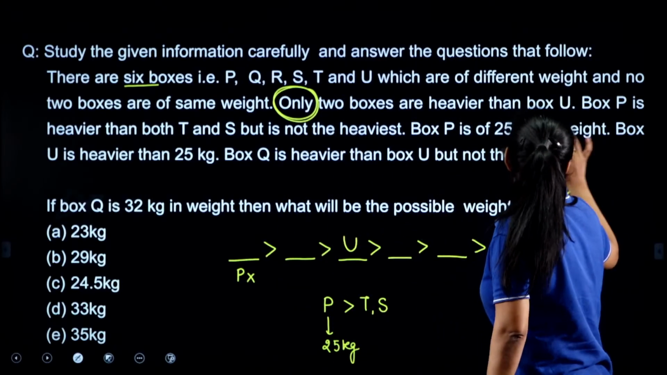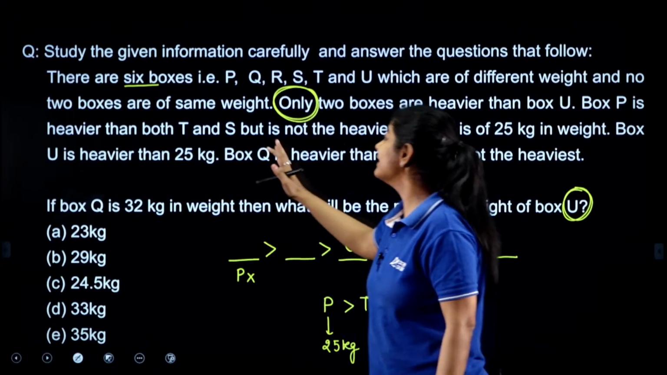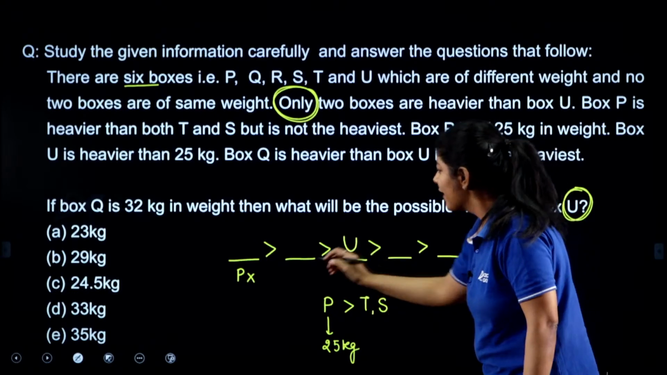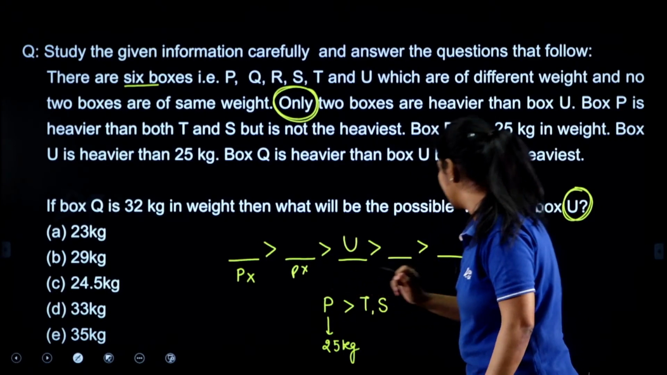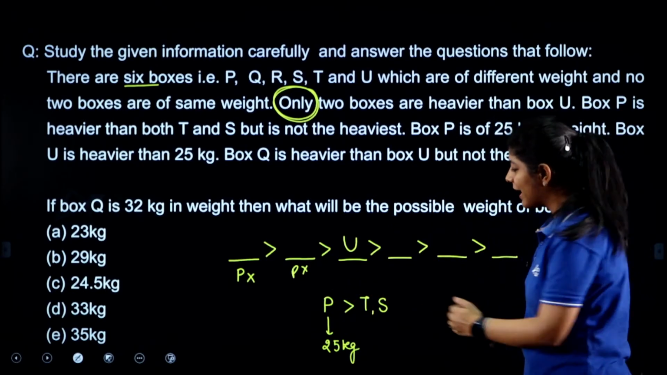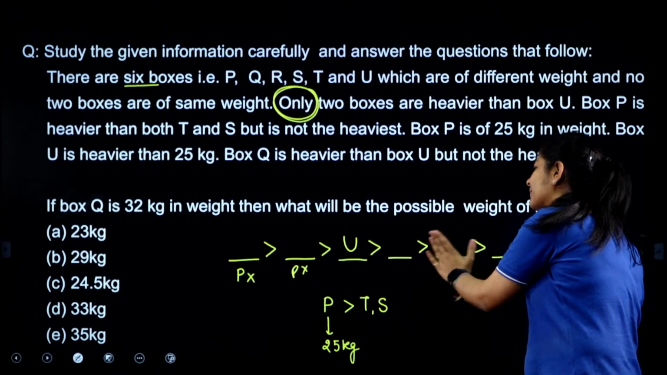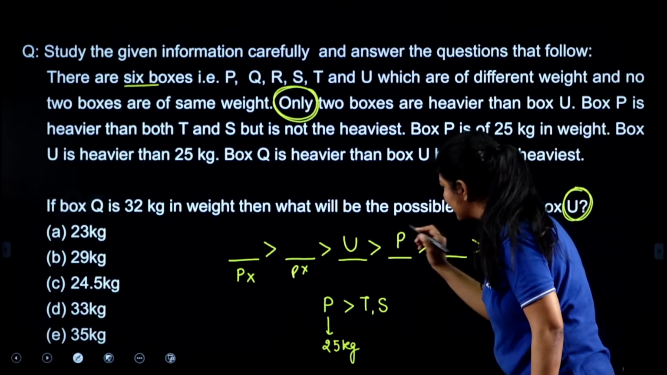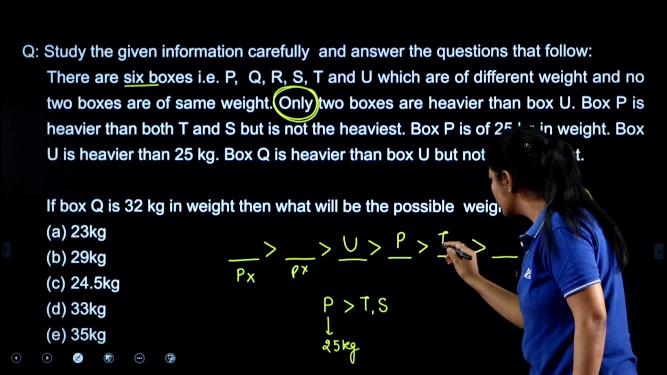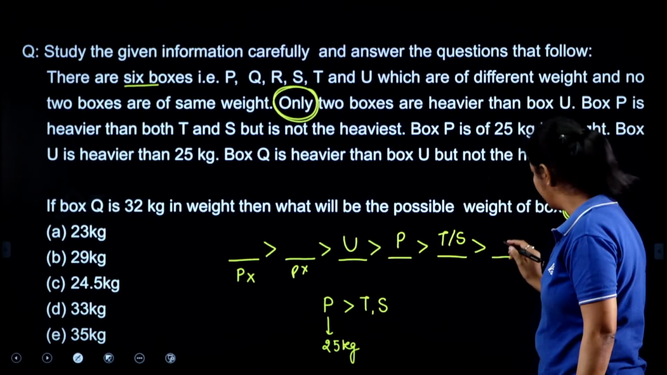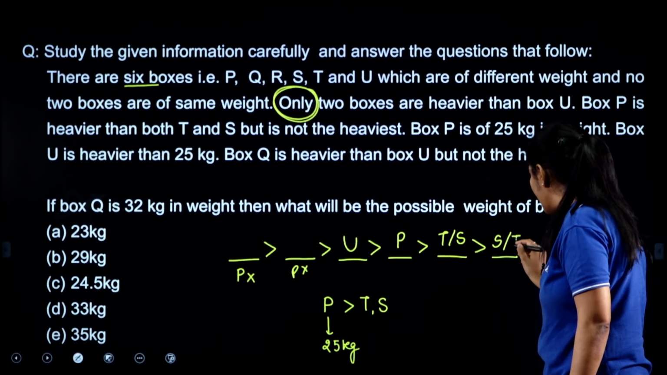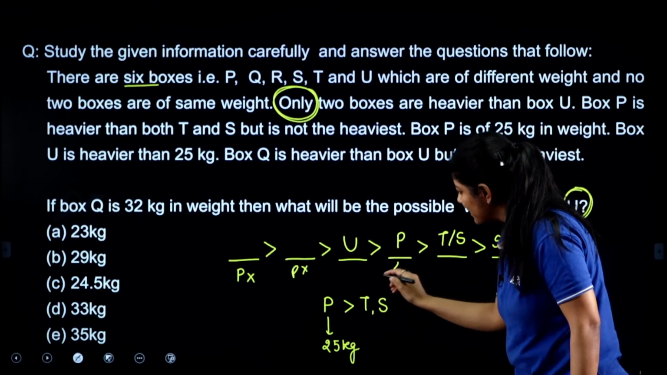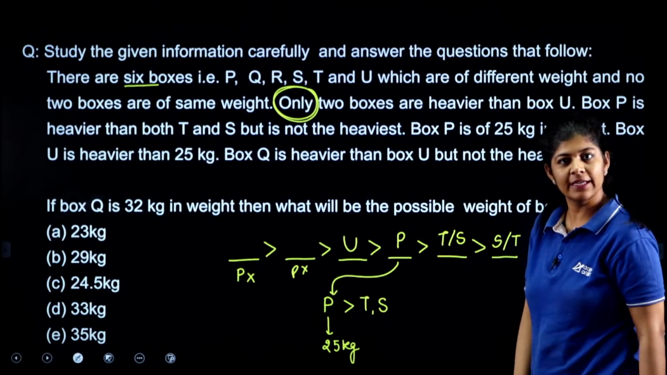Now, box U is heavier than 25 kg. That means we can't put P over here as well. How many elements do we have? 1, 2, 3. And how many places do we have over here? Again 3. So we can easily say that this place is of P. Here we are not sure whether T will come or S will come, so we will put it like this. And the weight of P is given as 25 kgs.